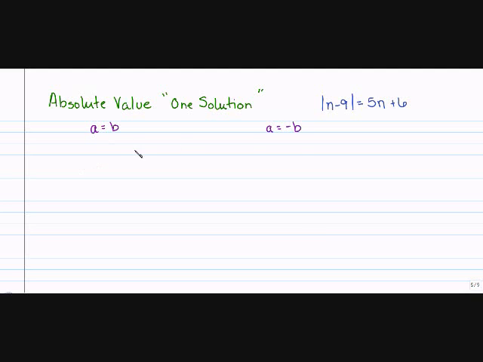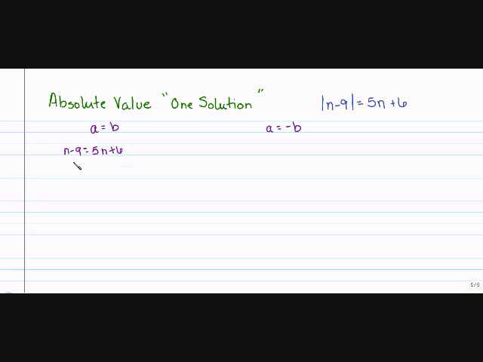Let me go ahead and show you. Let's go ahead and solve the first one. I'm going to remove the original, I'm going to rewrite the original problem without the absolute value. n minus 9 equals 5n plus 6. Now I'm going to solve.